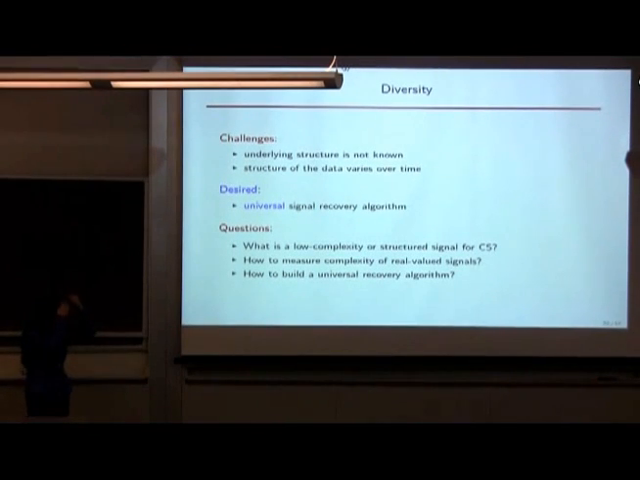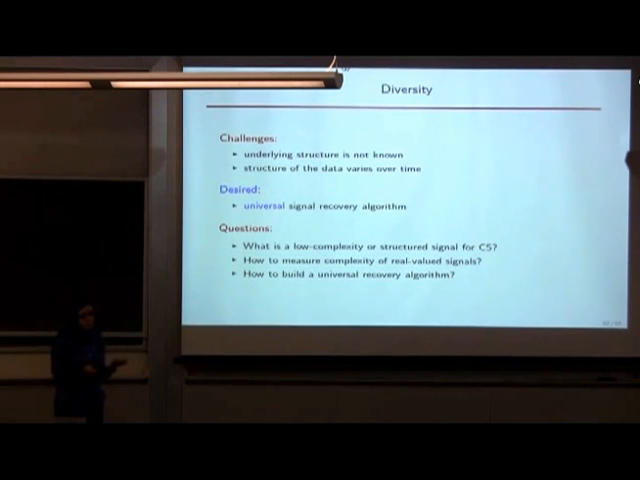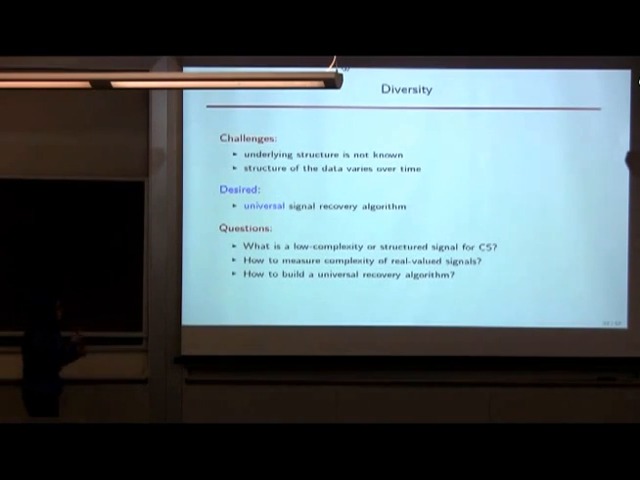But this is not so in practice. For many signals, we don't know what kinds of structure are in the signal. We might know it's sparse, but it has many other kinds of structure present in the data. If we exploit all that information, we can further reduce the number of measurements we need. Also, as I said, structure varies over time, so we need algorithms that adapt to this. So we need universal signal recovery algorithms.